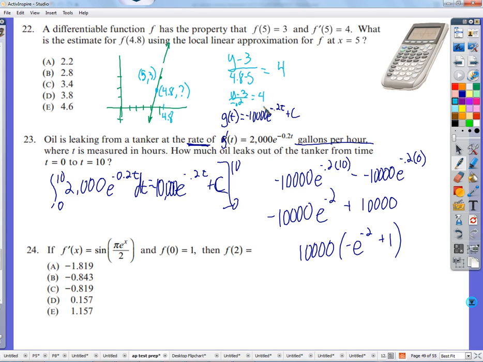4 times negative 0.2 is negative 0.8. y minus 3 equals negative 0.8. Add 3, y is equal to 2.2.